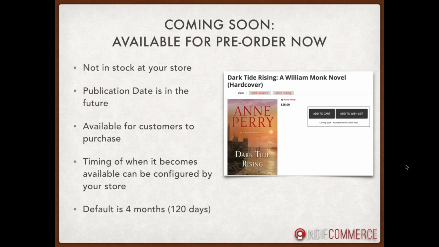The first one is what we call coming soon, available for pre-order now. And these are books that are not in stock at your store. The publication date is in the future. They are available for customers to purchase. And the important thing to know is that the timing of when they become available can be configured by your store. Now, the default on IndieCommerce, going back to the very beginning of the program, has been 120 days or about 4 months. So within 4 months, books that were going to come out would become available for order.